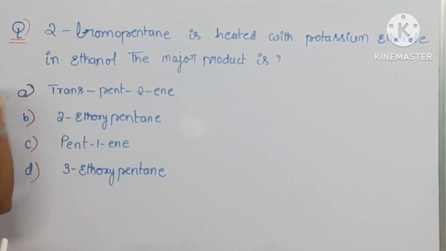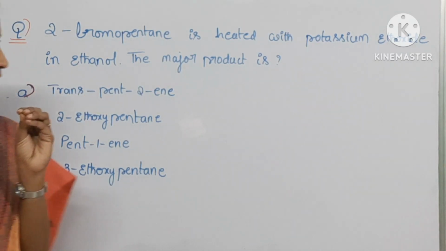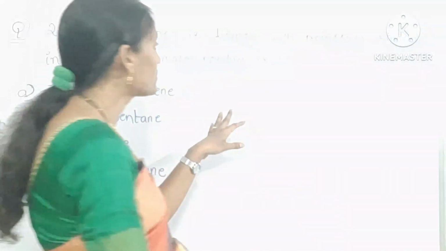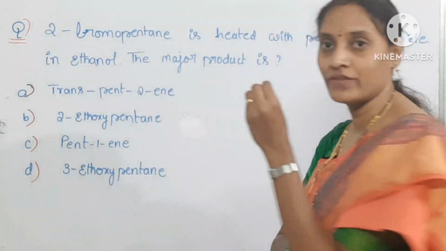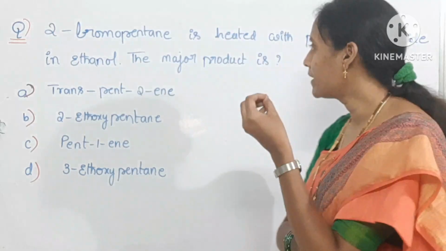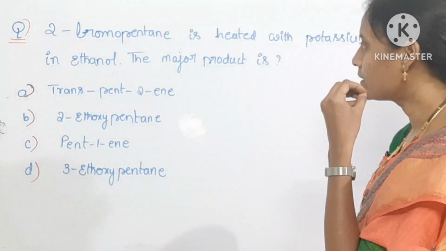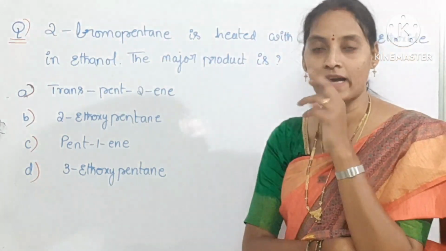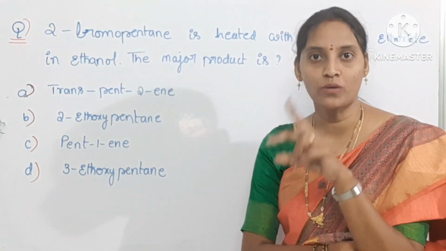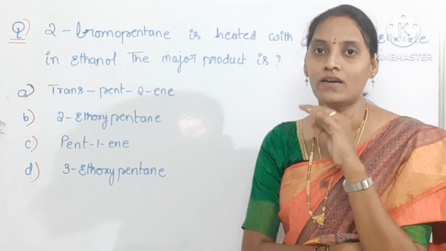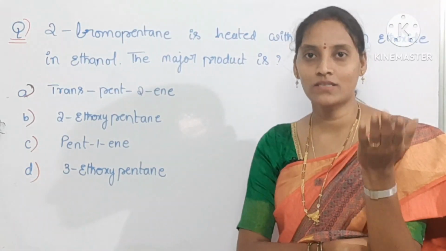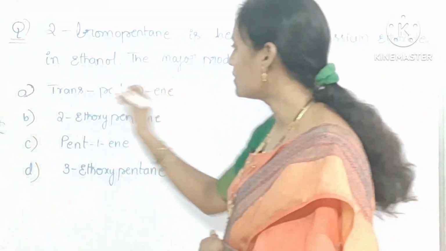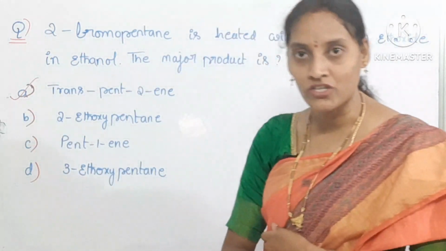In this question, 2-bromopentane is heated with potassium ethoxide in the presence of ethanol. What is the major product? Actually, there is a possibility of forming two products, cis and trans. He is asking whether cis or trans is the major product. In this condition, trans will be the major product.